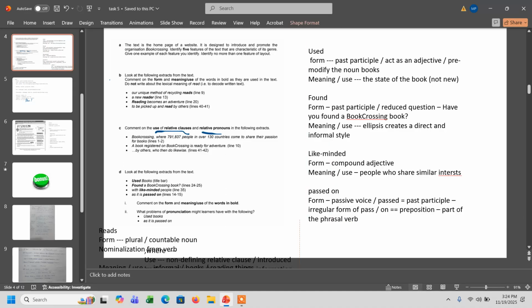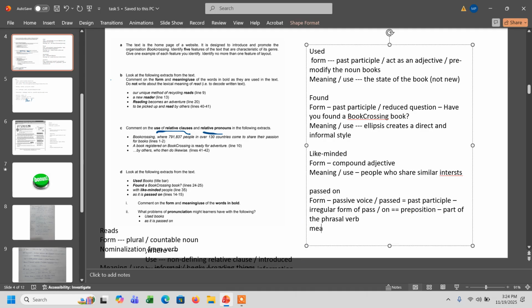Okay, move here for a bit. Meaning and use. Well, it is passed on. So what is it talking about? It is talking about the book, right? So to focus on the book as the subject.